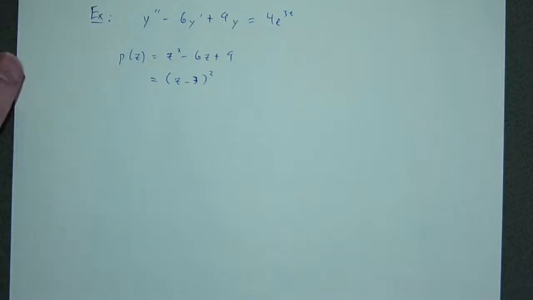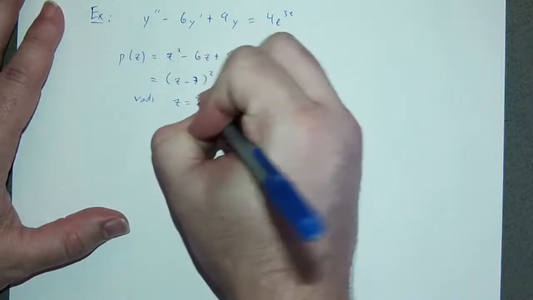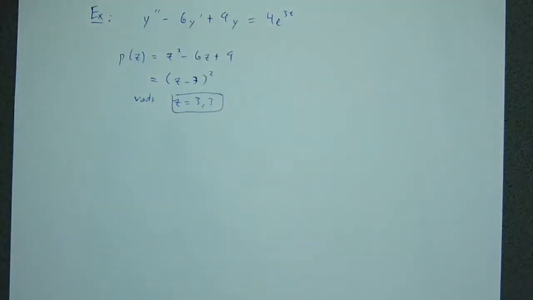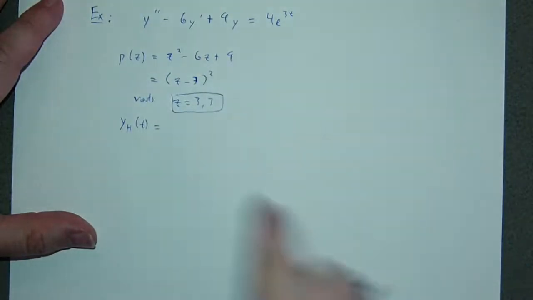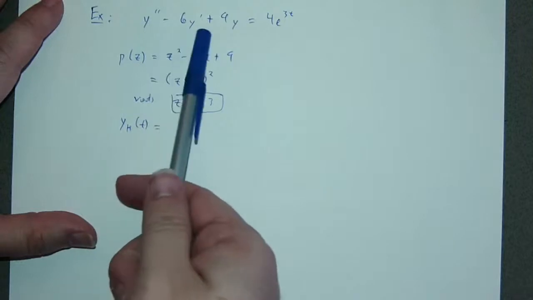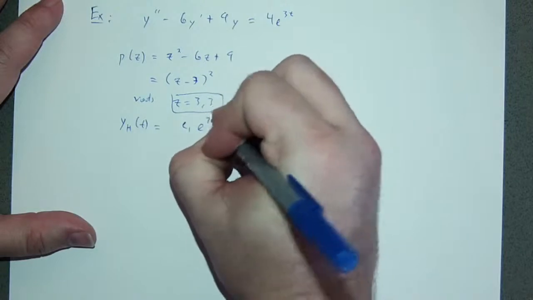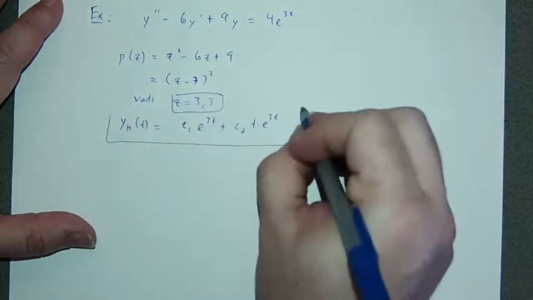Okay. Now what? Well, this has roots z equals 3, and it's a double root, so I'll list it twice. Okay. So then the homogeneous part, that is the homogeneous general solution. The solution to y double prime minus 6y prime plus 9y is equal to 0 is c1e to the 3t plus c2t e to the 3t, right? This is our usual recipe.